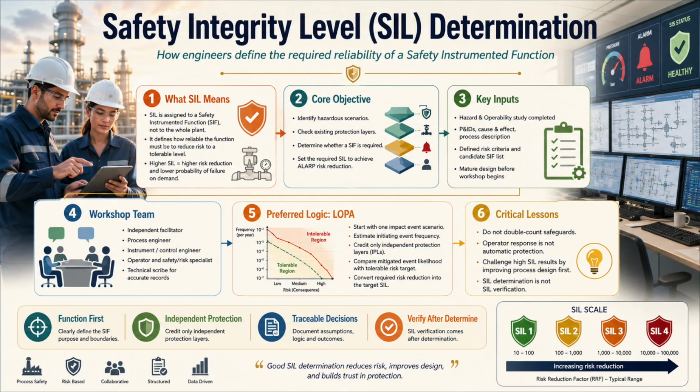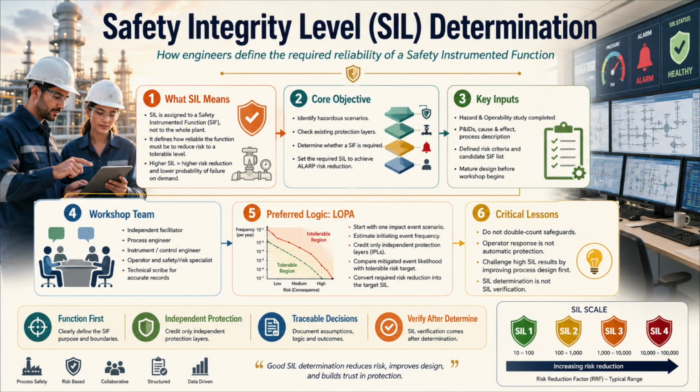Layer of protection analysis is often preferred because it makes the logic visible. You begin with a single impact event scenario, one cause, one hazardous progression, and one consequence path. Combining several causes or several consequences into one vague scenario destroys the calculation because different causes can have different frequencies and different safeguards. The initiating event frequency is estimated in events per year.